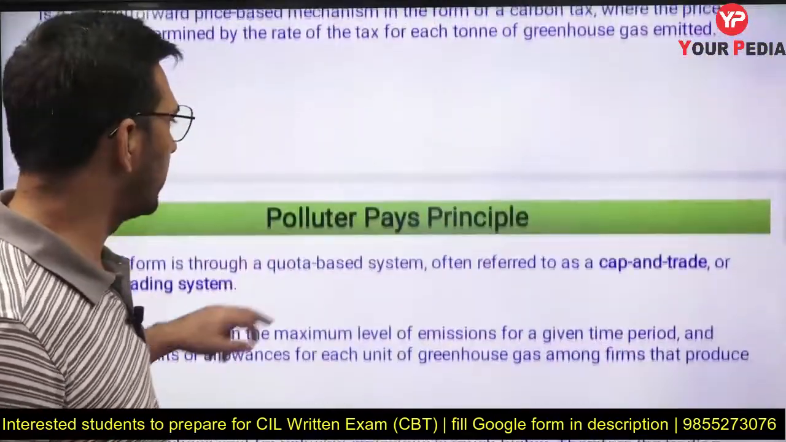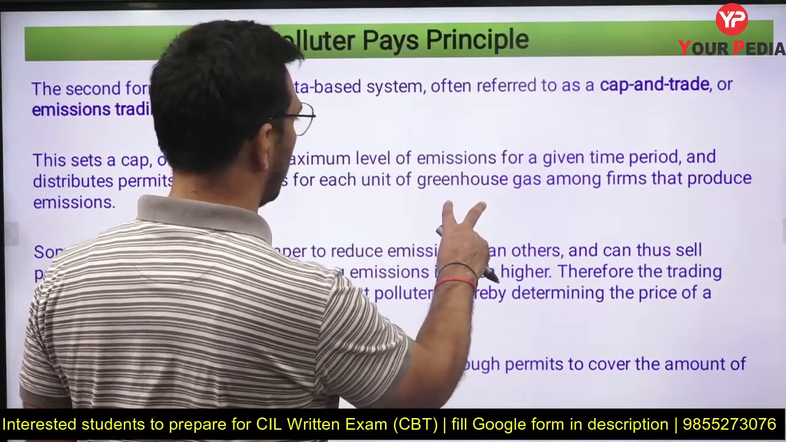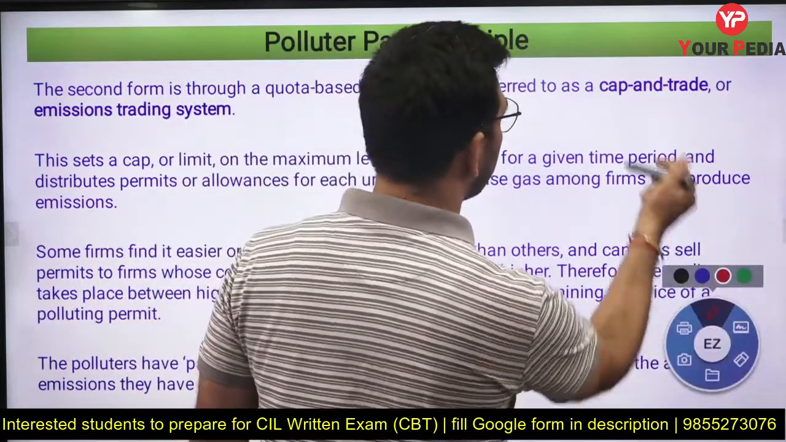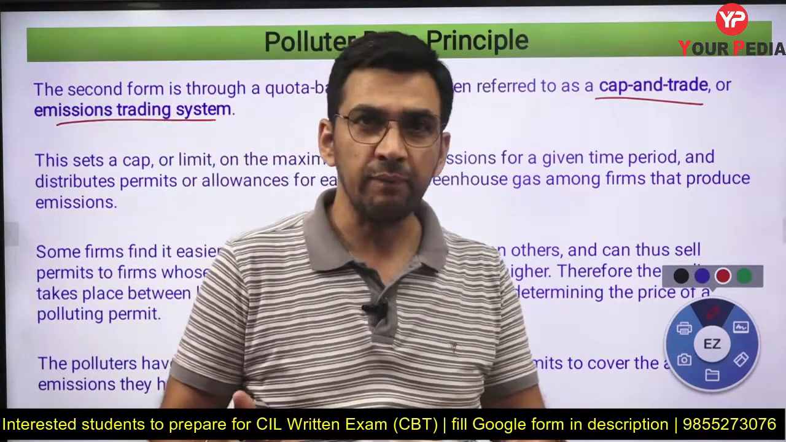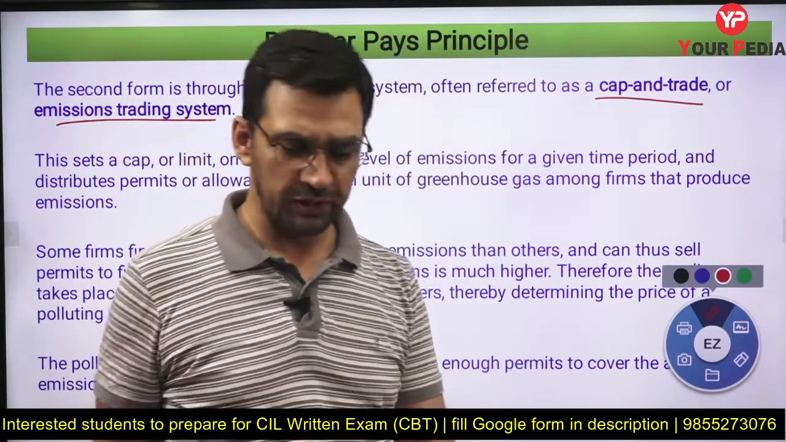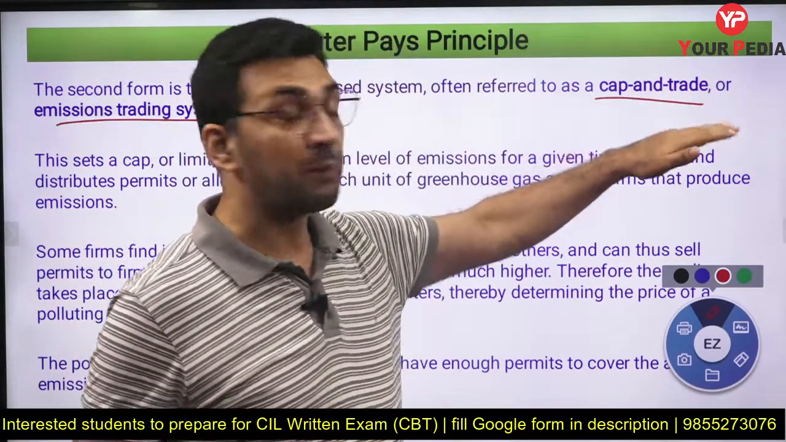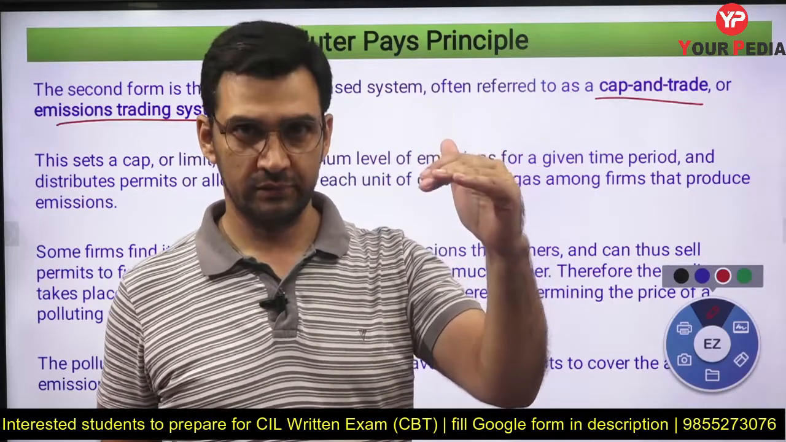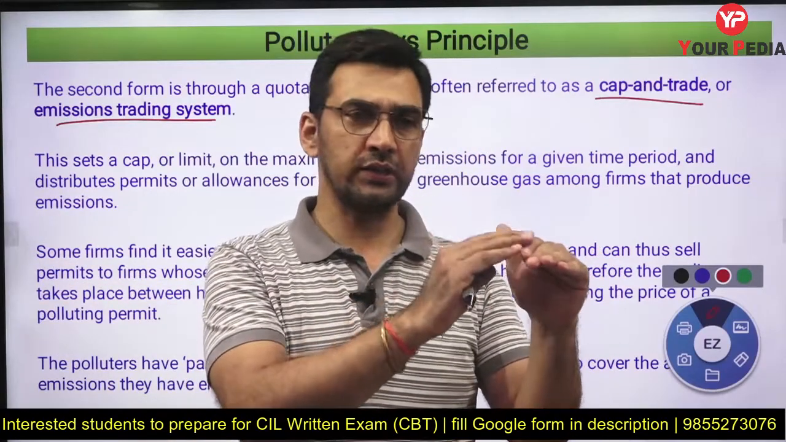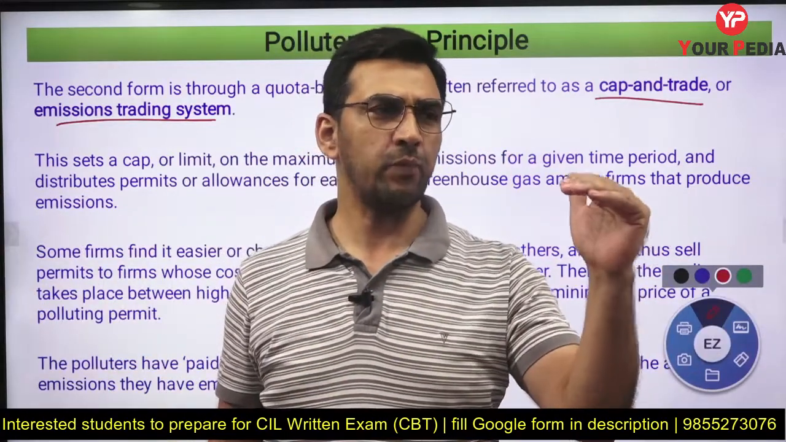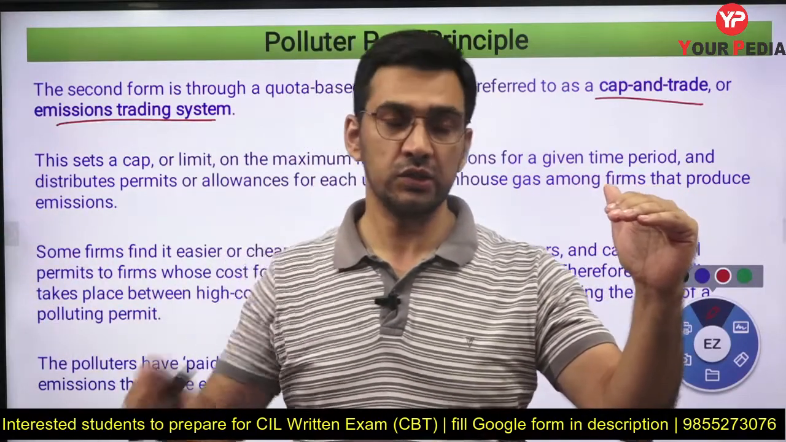The second way is what we call a cap and trade mechanism, or an emission trading system. Trading means buying and selling, in simple terms. So in this mechanism, we put a cap or limit. Let's say you have two organizations, and you put a cap: you cannot produce more than this much carbon dioxide, this many units of this greenhouse gas.